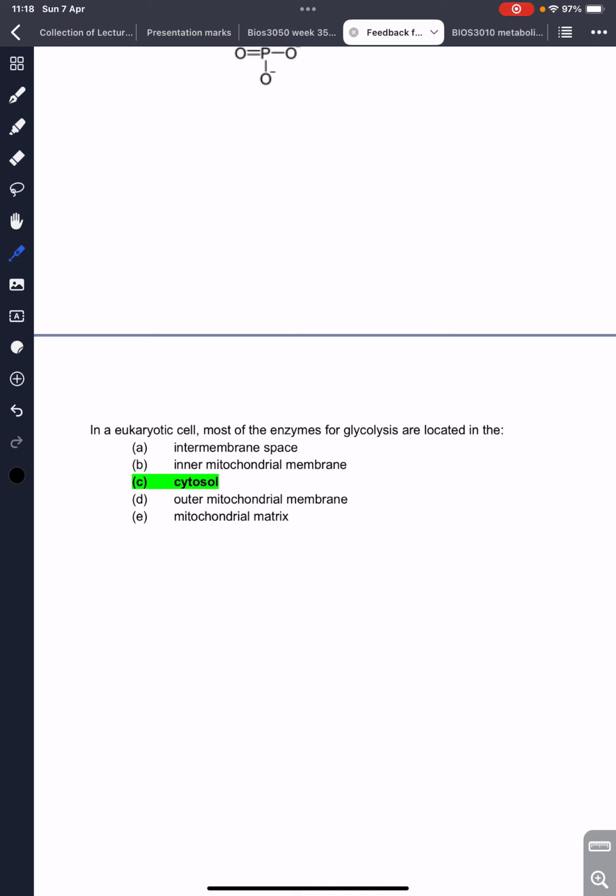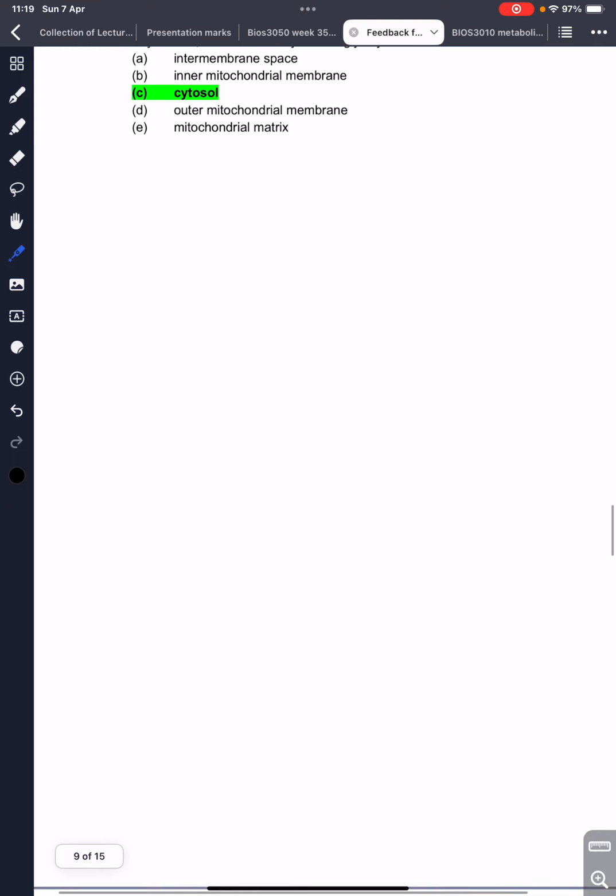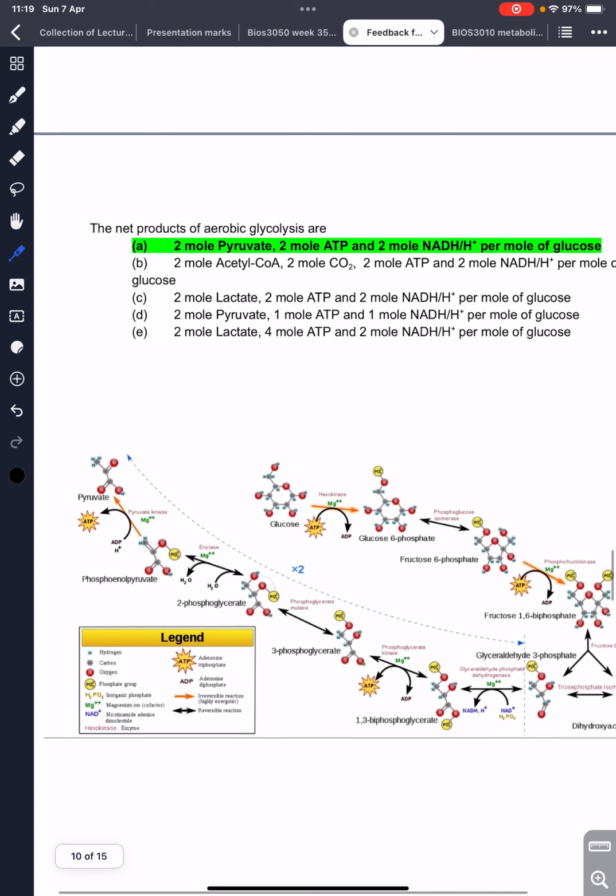Where in the eukaryotic cell would you find glycolysis? Well, of course, glycolysis is happening in the cytosol, in basically every single cell in the human body, including red blood cells. It is only in the cytosol where this happens.